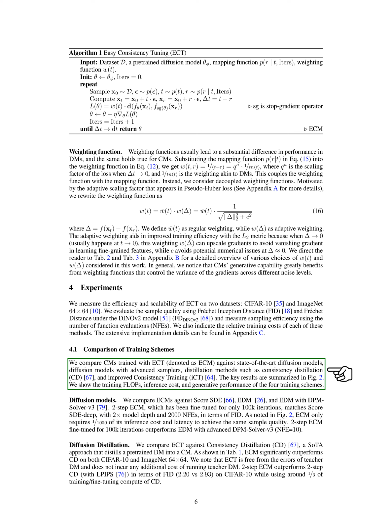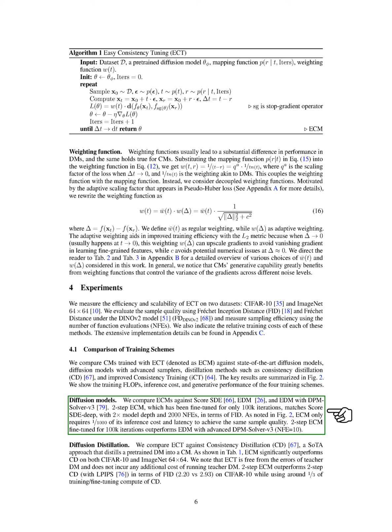When comparing ECMs with Score SDE, EDM, and EDM with DPM Solver v3, we find that a two-step ECM, fine-tuned for 100K iterations, matches Score SDE deep in terms of FID while requiring significantly less inference cost and latency. Moreover, a two-step ECM outperforms EDM with advanced DPM Solver v3. In the context of diffusion distillation, ECT surpasses consistency distillation, CD, on both CIFAR10 and ImageNet 64x64. Notably, ECT outperforms CD without the errors of a teacher DM and without incurring additional costs.